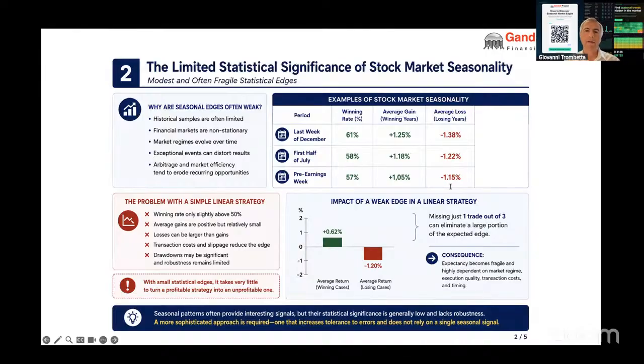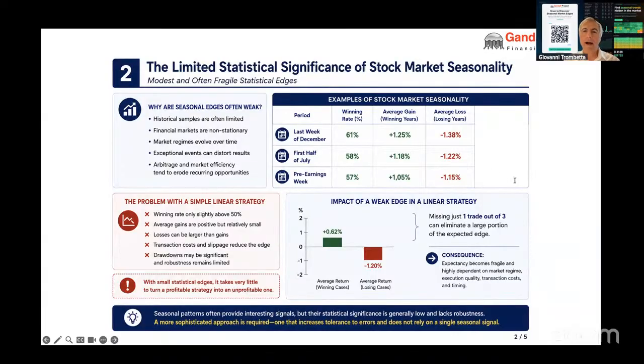So why are these edges weak? For many reasons. I will recap a few, just to talk a while about this topic. Historical samples are limited. This is the first. Markets evolve continuously. This is the second. Exceptional events can distort results. And even once a pattern becomes widely known, market participants tend to arbitrage it away. Exactly what Fabio and I are doing, in some sense.